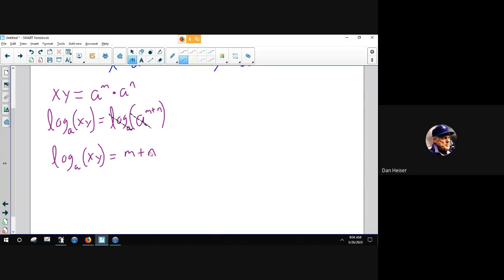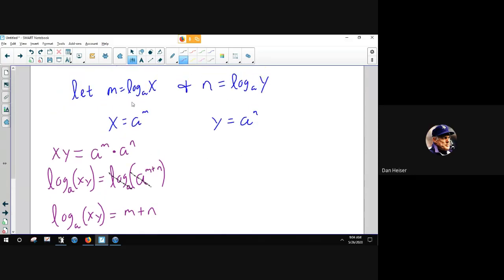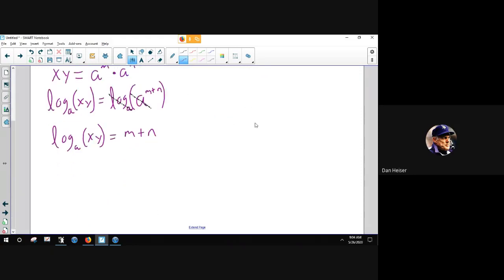Now what's M and what's N? Here's M, log base A of X. Here's N, log base A of Y. And that's where that first property comes from.